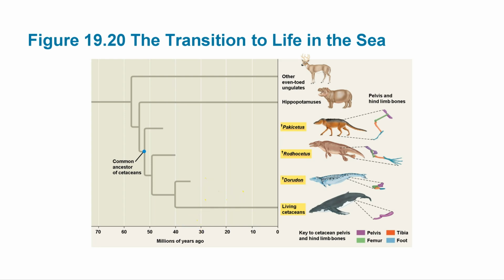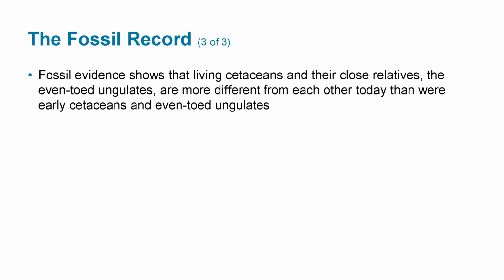If you dive into it, there's a lot of questions that come up. But this is just something to know, that this is evolutionary theory. As far as fossils go, fossil evidence shows that living cetaceans and their close relatives are more different from each other today than were early cetaceans and even toed ungulates.